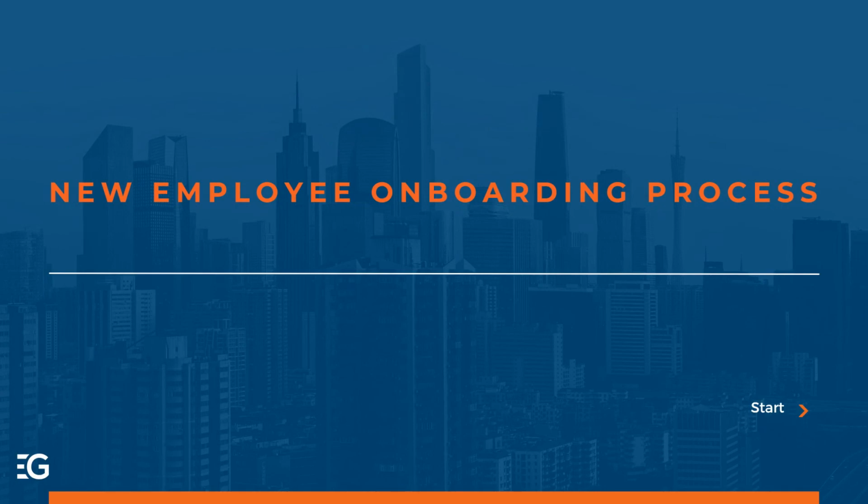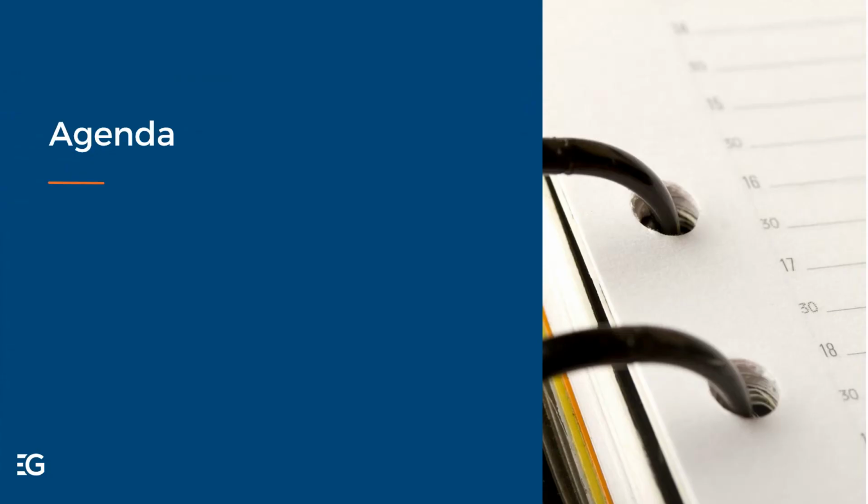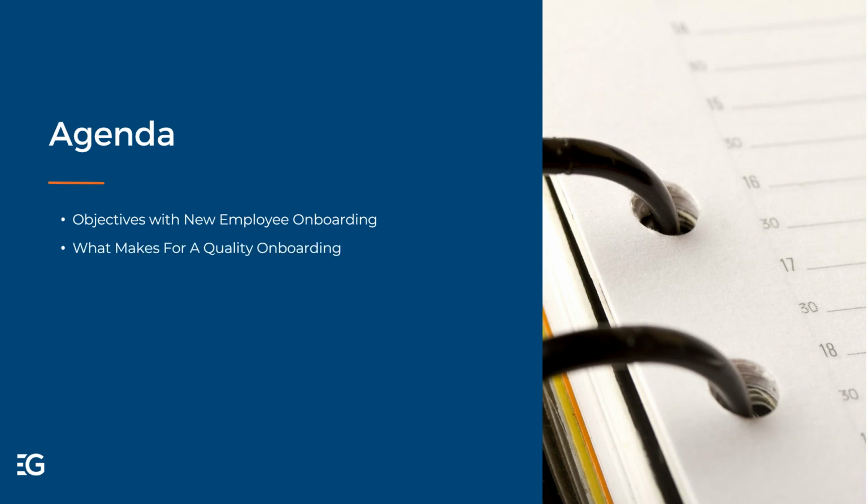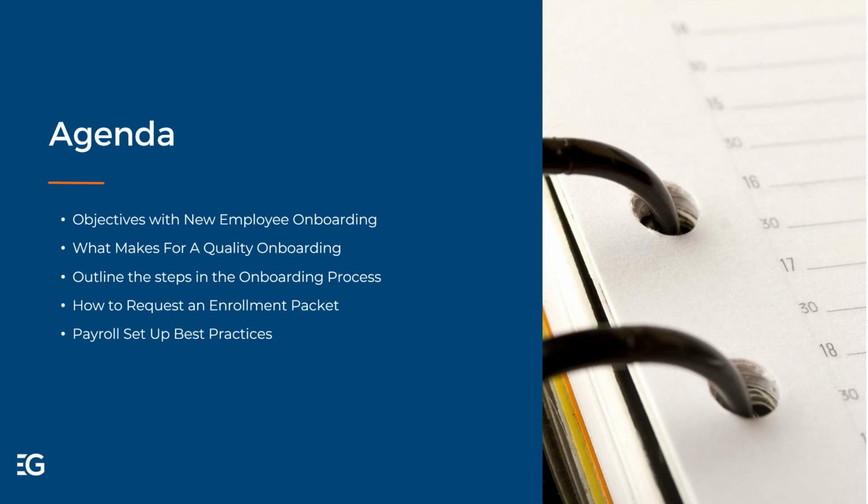This is a 10-minute segment on how to process new employee enrollments efficiently and effectively with Employer's Guardian. Our agenda with this segment of partner training includes our objectives with new employee onboarding. We'll review what makes for a quality onboarding. We'll outline the steps in the onboarding process. We'll review how to request an enrollment packet using EG Force and payroll setup best practices.